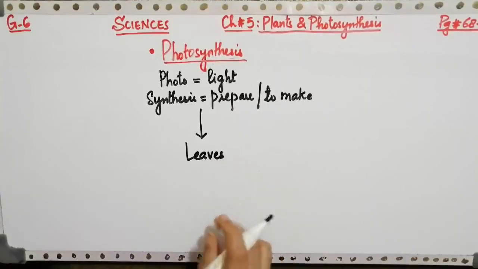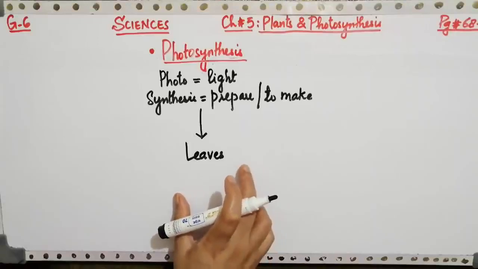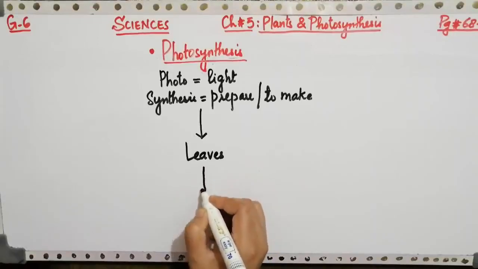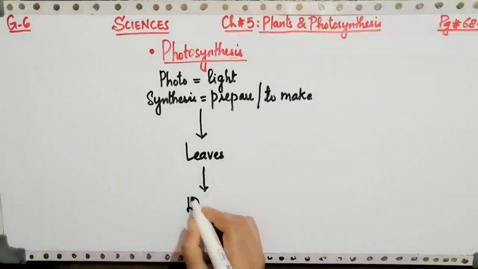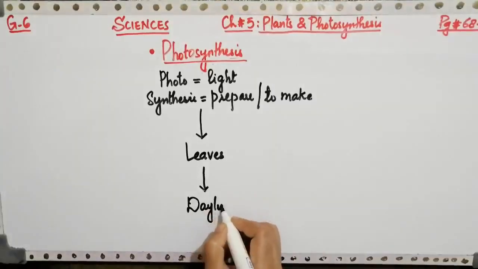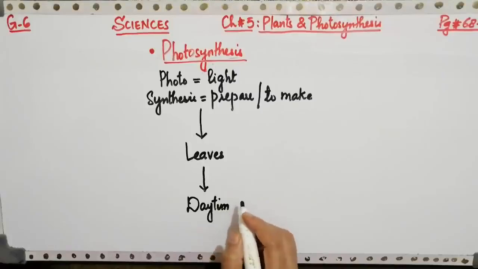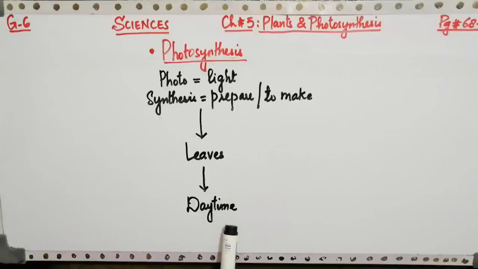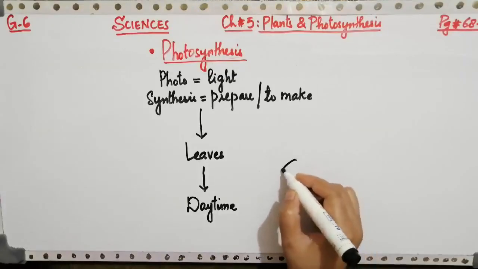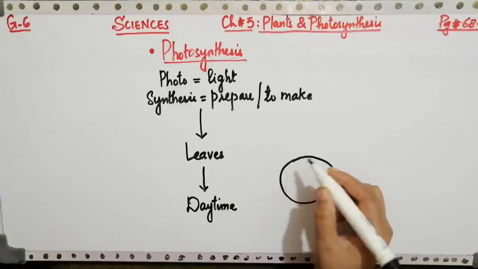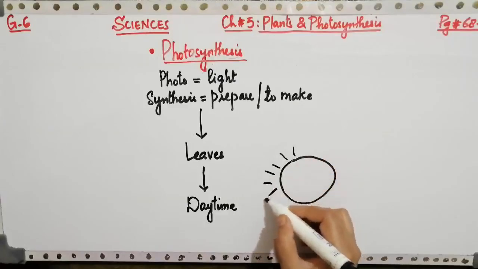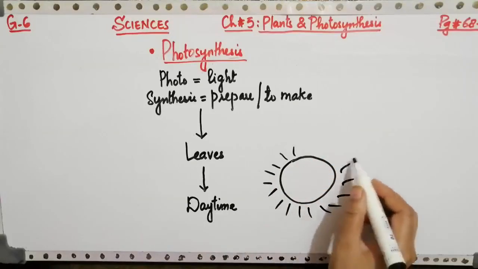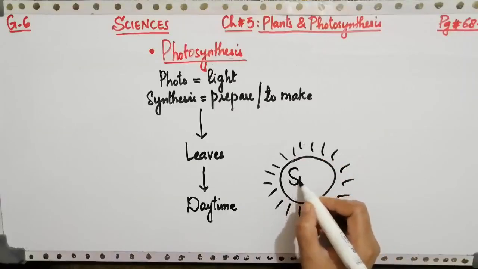of the plants. In which part of the plant? Leaves of the plant. And the timing or the duration for this process is daytime, not at night. Why is the daytime utilized for the process? Because during the daytime a plentiful supply of light is available for the plant, and normally the plants depend upon which source of light for making their food? This source of light is called the sun.